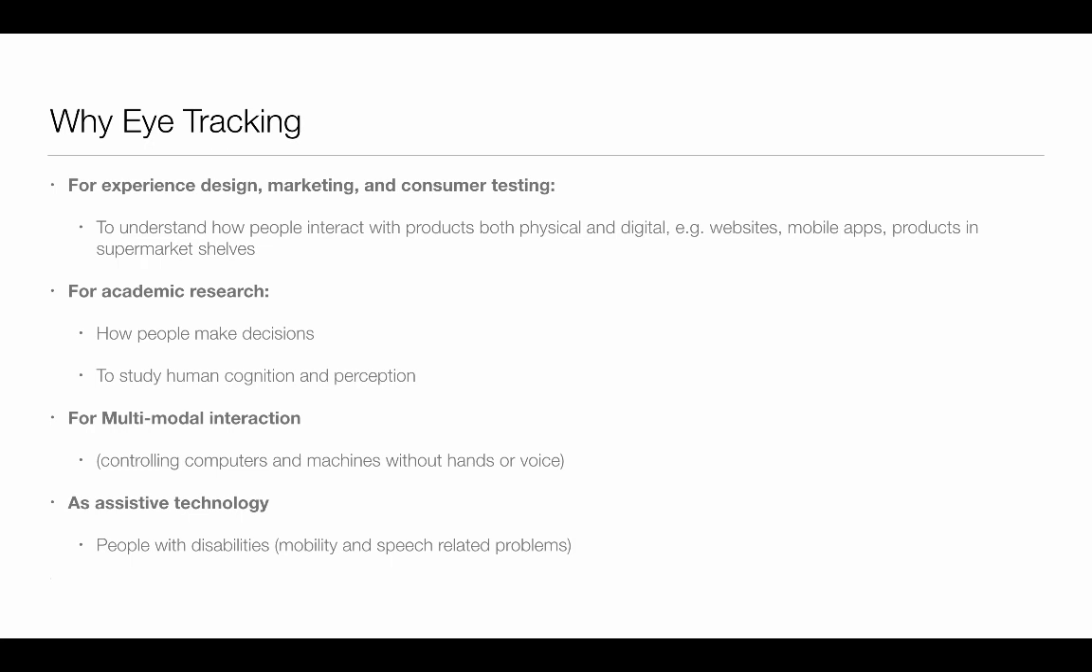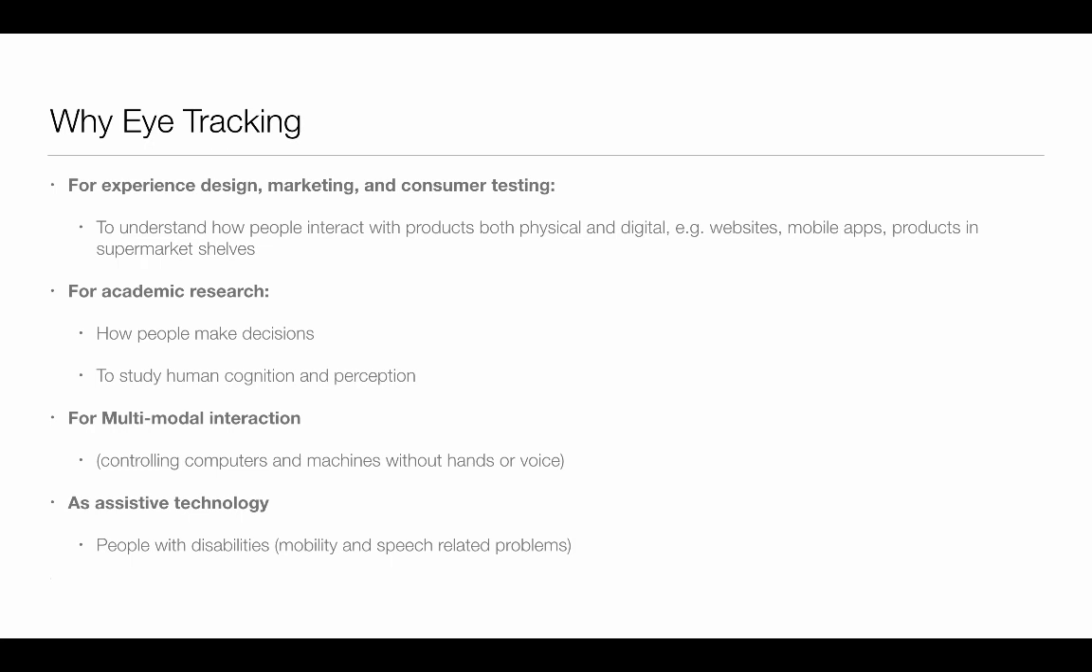Well, for experience design, marketing, and consumer testing, you use eye tracking to understand how people interact with products, both physical and digital. So you've got websites, mobile apps, and products on supermarket shelves. We can have eye trackers we wear around on our heads and see the world. Academically, we try to infer how people make decisions, and we try to study human cognition and perception. If you're doing multimodal interaction, then you're trying to control computers with your eyes and hands so that when you look at this part of the board, the computer will do something. So you can use gaze as an input device.